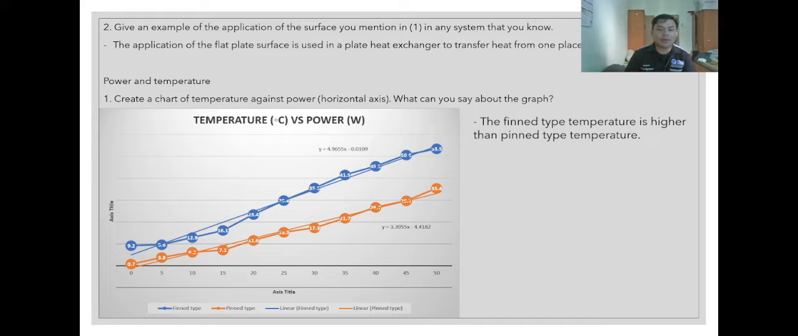This is the chart, temperature against power on the horizontal axis. What I can say is the fin type temperature is higher than the pin type temperature. Obviously, we can see that at 50 watts the temperature difference for fin is higher than pin type, which are 53.5 and 35.4.